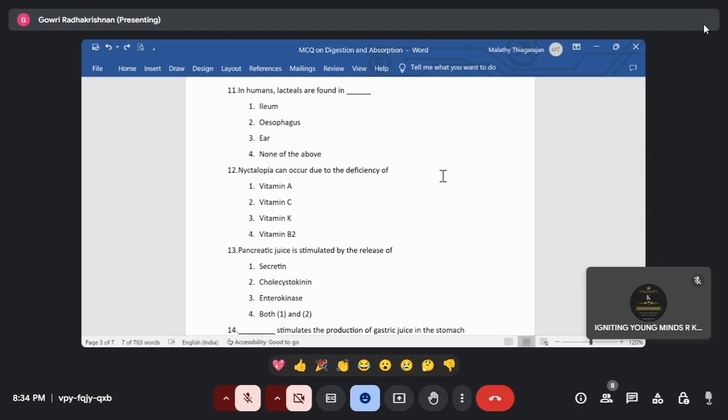What is ileum? Which one do you name ileum as? What are the three parts of the small intestine? Duodenum, jejunum, and ileum. And lacteals are present in the villi of the small intestine. Where are villi present? Ileum. So lacteals should be present in ileum. Isn't it? So the option 1.